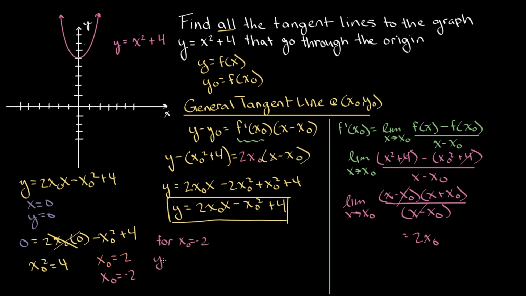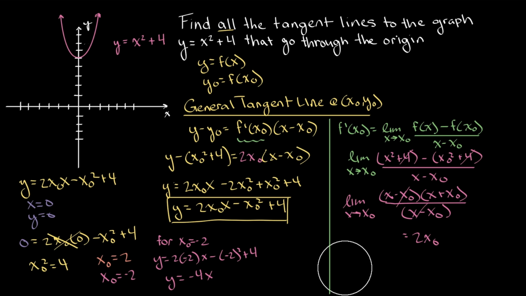So we find that y is equal to 2 times negative 2 times x minus negative 2 squared plus 4. And we see that this is going to be negative 4 plus 4, which is 0. So we find y to be equal to negative 4x. Now notice, if we were to plot this, we can look at symmetry here. We're going through the origin and our parabola is symmetric about the y-axis. So we should guess that our other tangent line is going to be y is equal to 4x. So let's see if that's the case.